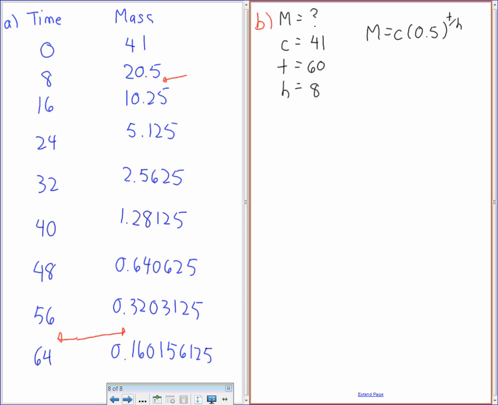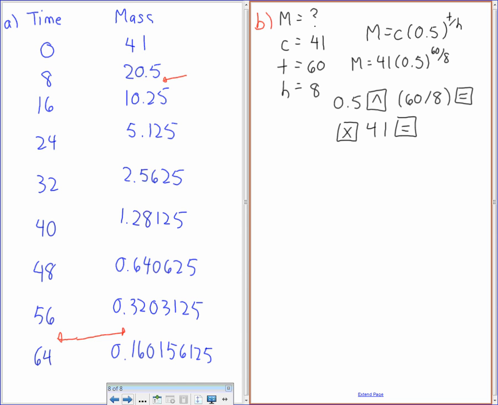Cecilia, can you sub some numbers in for me, please? Go ahead. M equals 41 times 0.5 to the 60 over 8. Great. And then that's just calculator work. If I was doing this as a student, I would do it in steps if you can't do it all at once. If you have a super calculator that can do it all in one step, you do it all in one step. Chris, go ahead.